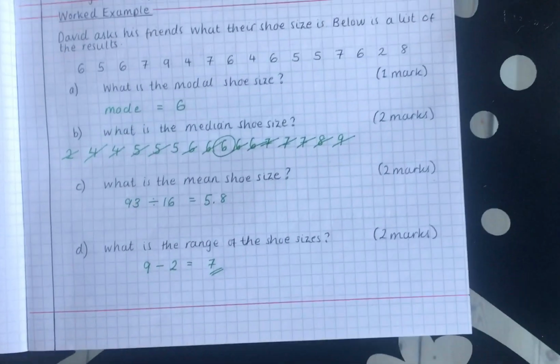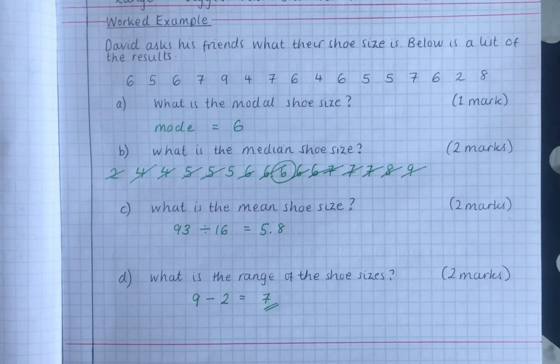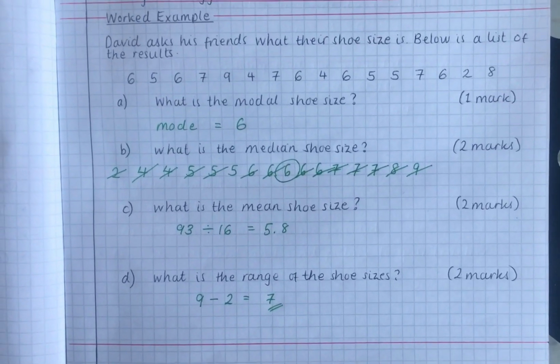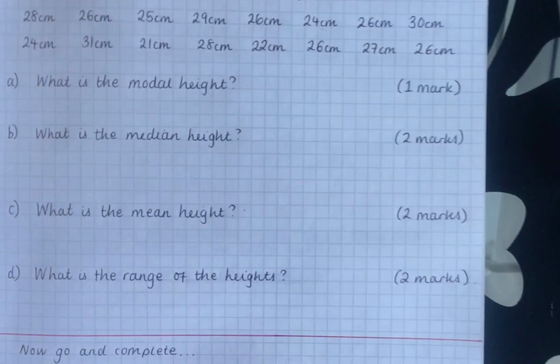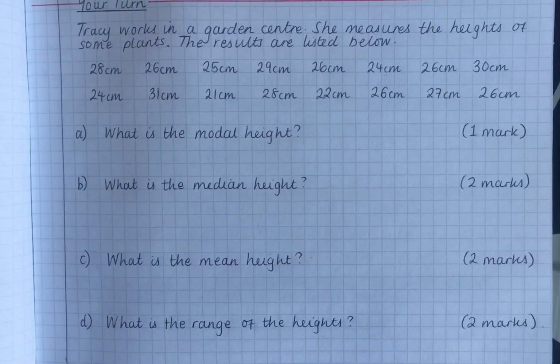Okay, so that's it for working out averages from a list. So just make sure that you've got that worked example written down. Pause the video if you need to, and then we'll move on to the your turn question. Okay, so your turn, I'd like you to do this question. So pause the video and have a go.